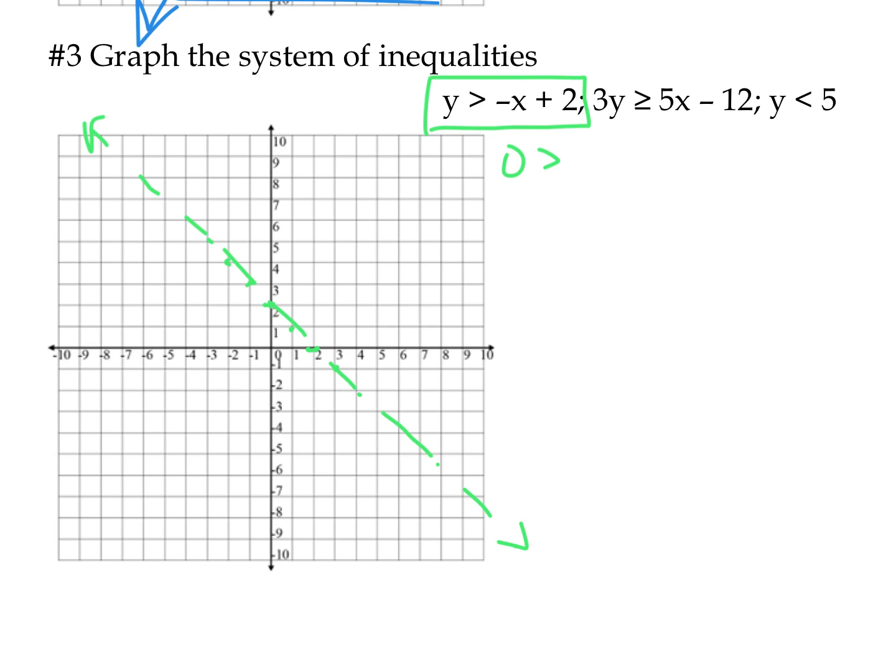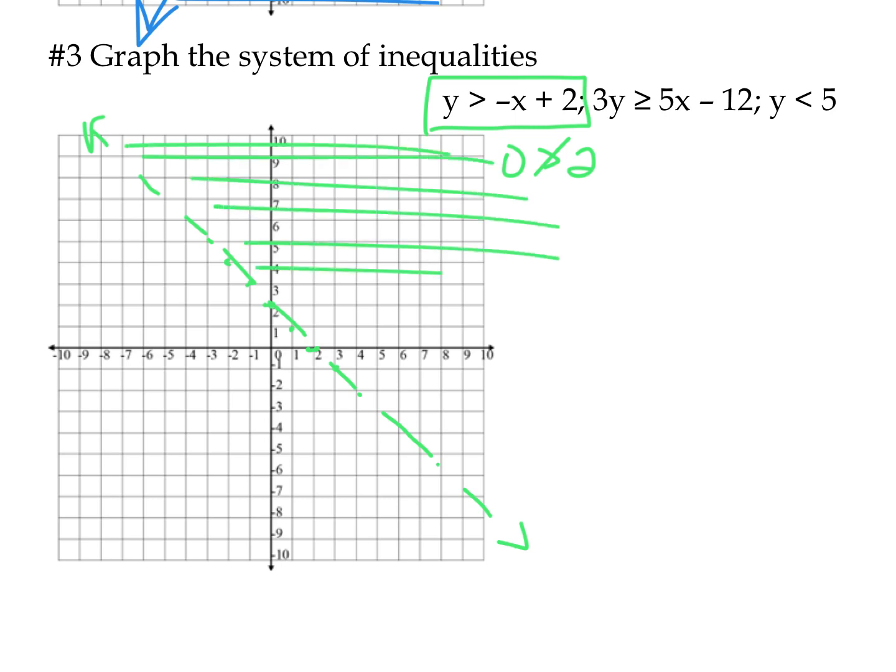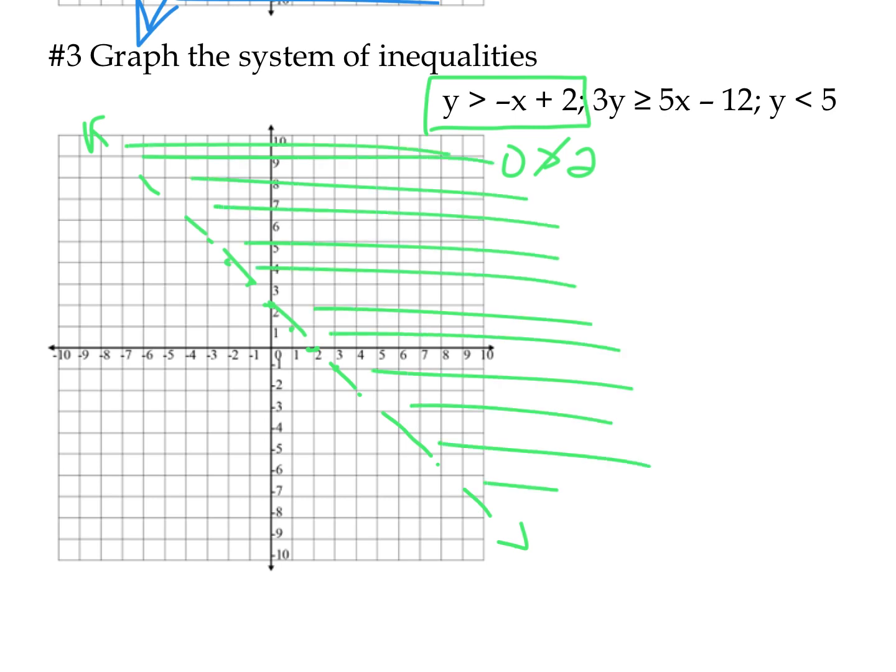0 is greater than 0 plus 2. 0 is greater than 2. 0 is not greater than 2. So I'm going to shade this side of the line here. All right, so that's my shading for that.